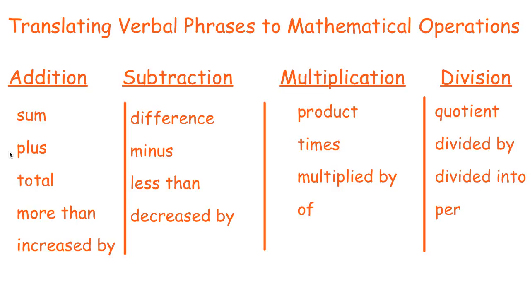The total, that is similar to sum. So you can say find the total of 6 plus 9 plus 12, and you add those together and find the total. More than is also addition. So 5 more than a number is 5 plus x. Increased by, also addition. 100 increased by 50 is 100 plus 50.